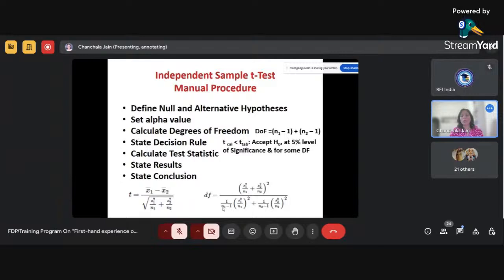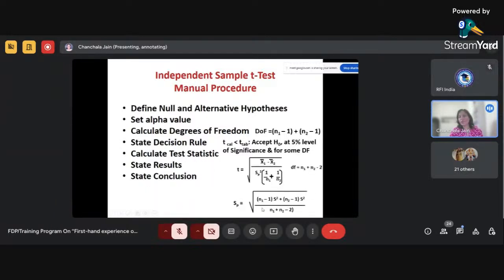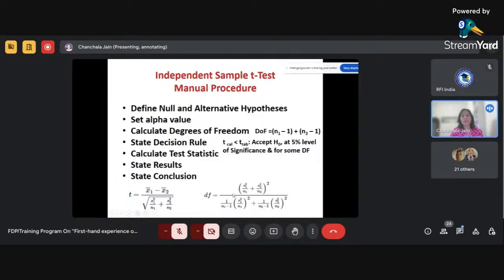Now, in the previous case, this is the pooled standard deviation which you have written here. So when we say the standard deviation of both the samples is the same, this gives you the pooled standard deviation. But when the standard deviation of both the samples is different, you can find S1 square, S2 square. In that case, you need to take the degrees of freedom formula like this, right? Accordingly, that value will help you get the critical value or the table value of T. So this is the manual process.